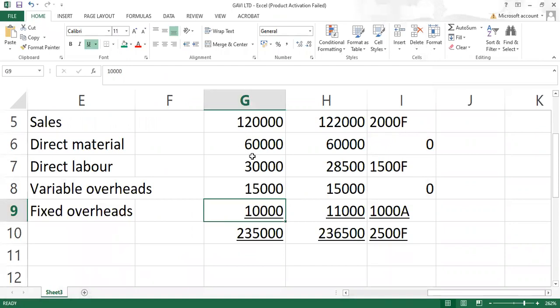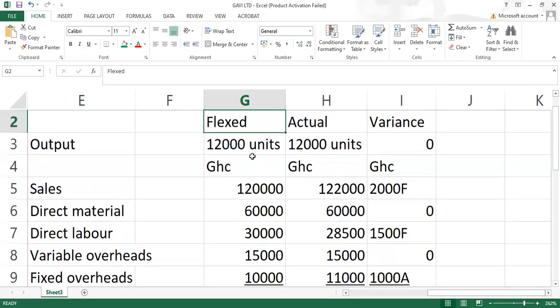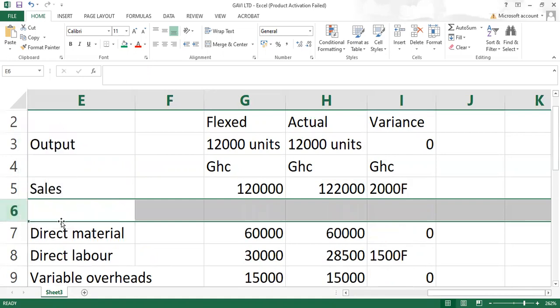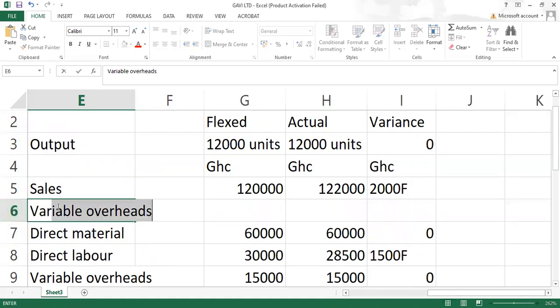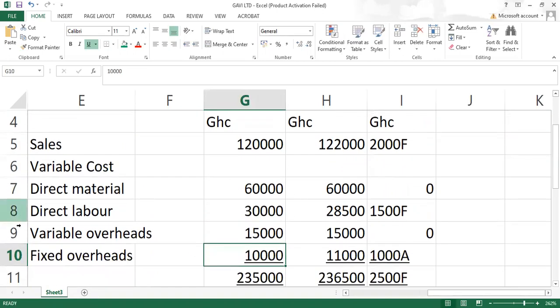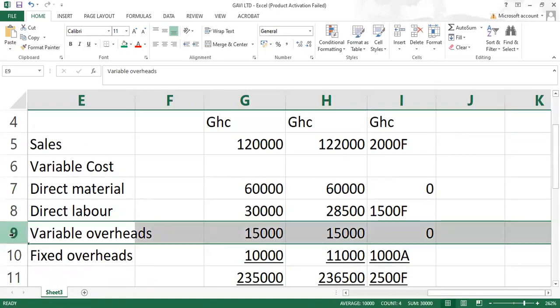Let me also show you another one. You see, this is the beginning. We can also prepare this like this. What we are going to do is that we do it like a profit or loss account. Then we have the variable overheads, the variable cost here. Then what we do is that we separate the variable cost from the sales to get the contribution. You prepare it like profit or loss statements.